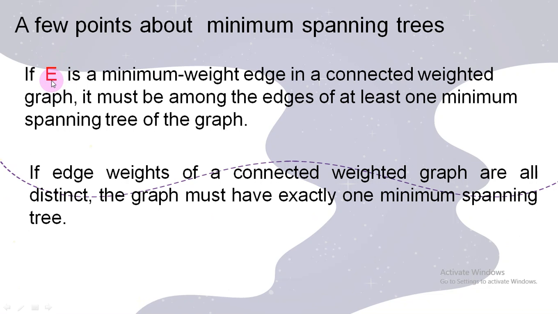Let us say there are 3 edges with weights 2, 2, 2. So one of them will definitely be there in one of the minimum spanning trees. The second case is when all the weights are unique, all the weights are distinct, or different. Therefore there can be only one minimum spanning tree. That is the meaning of this.